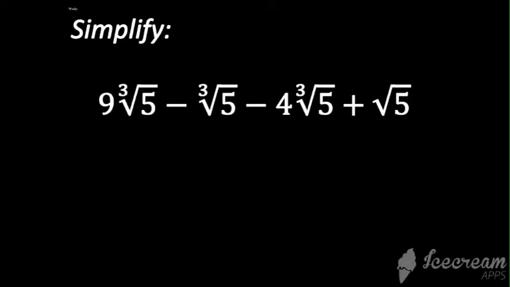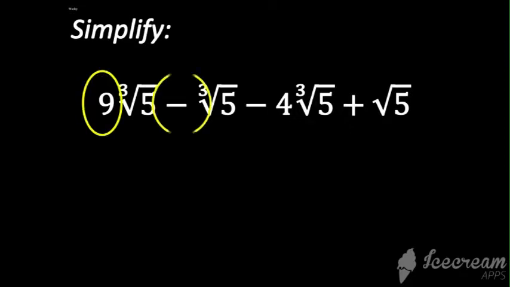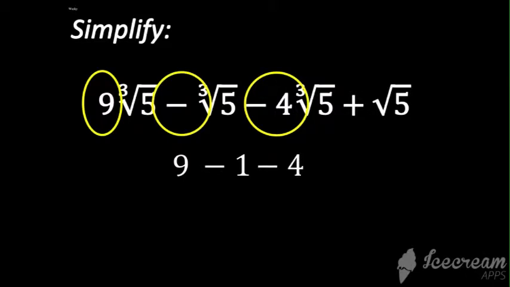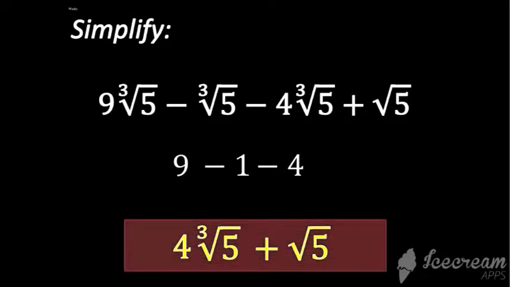Another one. Simplify. 9 times cube root of 5 minus cube root of 5 minus 4 times cube root of 5 plus square root of 5. The first three terms are only similar radicals. 9 minus 1 minus 4. The answer is 4 times the cube root of 5. And then plus square root of 5. We cannot combine these two radicals.